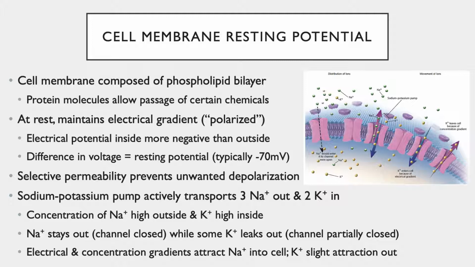There's also a high concentration of potassium inside the cell, but again, those negatively charged protein ions are in higher concentration than potassium, and that is why the inside of the cell is so negative. Sodium primarily stays out when the channel is closed, but some potassium is able to leak out even when the channel is partially closed. There are 2 types of gradients that are important to understand, the electrical gradient and the concentration gradient.